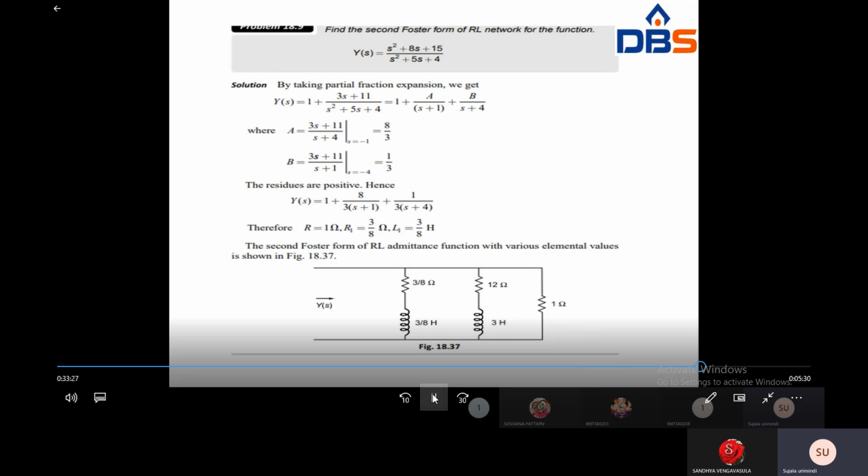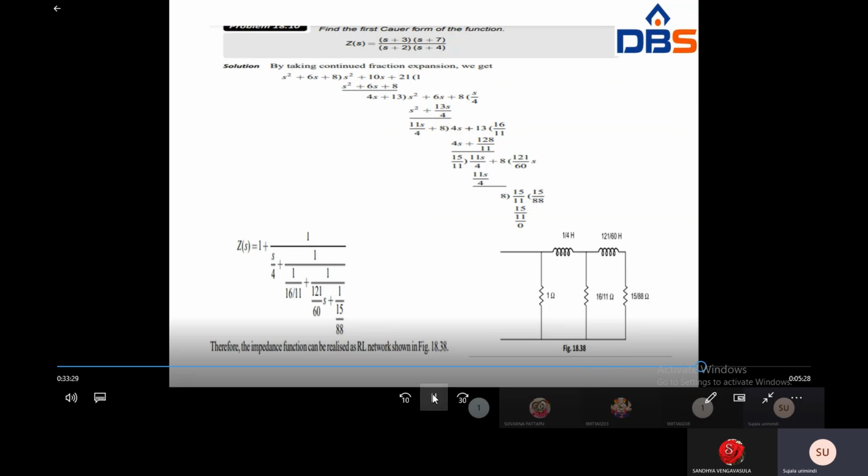Like that you do. First cover of the function: how do you find the first cover? So s square plus s square plus 3 7s are 21, plus 3s plus 7 3s are 21. Like that, you have s square plus 10s plus 21 into s square plus 6s plus 8.